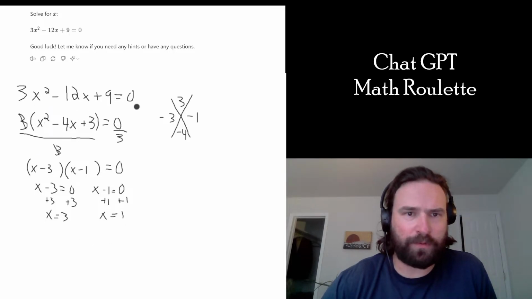We can check both of those to see if they work. I'm just going to check the 1 because that's sort of easy to plug in. Let's make sure we did our work right here. So if I plug 1 in here, we get 3 times 1 squared minus 12 times 1 plus 9.